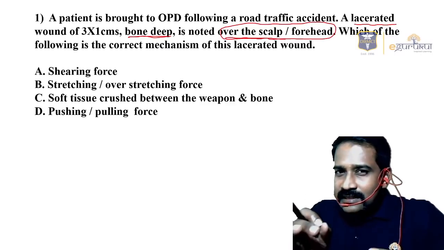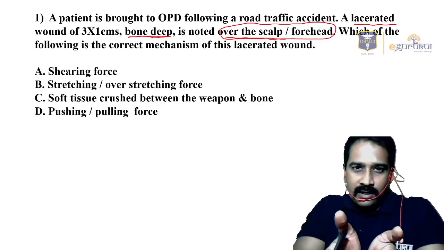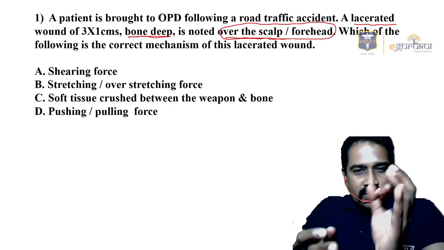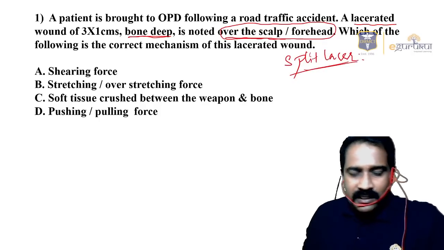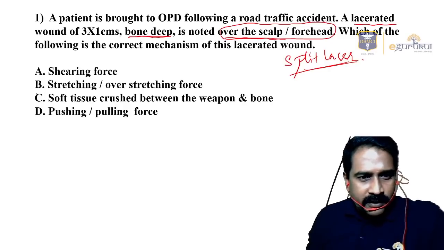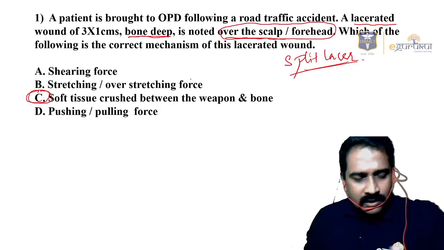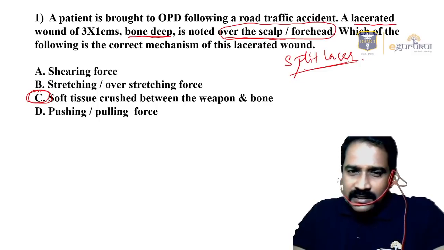When the skin is sandwiched or crushed between two hard objects, it just splits open. So what we are talking about here is basically a split laceration. Split laceration is found on those parts of the body wherein immediately beneath the skin there is a bone. The soft tissue is crushed between the weapon and the bone. The weapon here is nothing but the ground. So the ground and the bone, thereby it splits open. So it is a split laceration, and this is the mechanism.